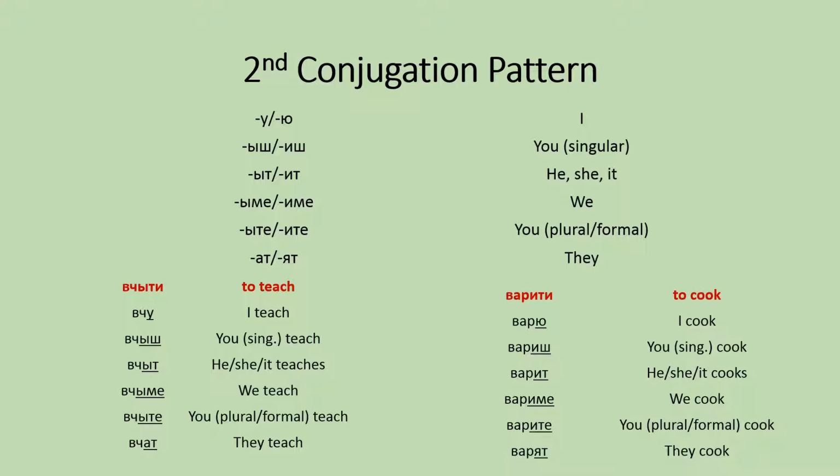When the conjugated verb ends in ime or yme, it refers to we. When the conjugated verb ends in ute or ite, it refers to you plural or you formal. When the conjugated verb ends in at or yat, it refers to they. A verb that follows this conjugation pattern is wczyty, meaning to teach.